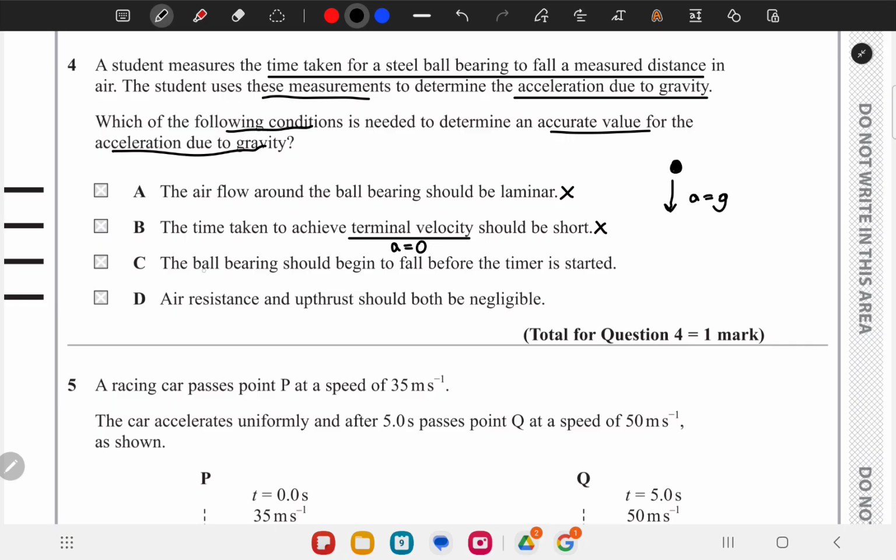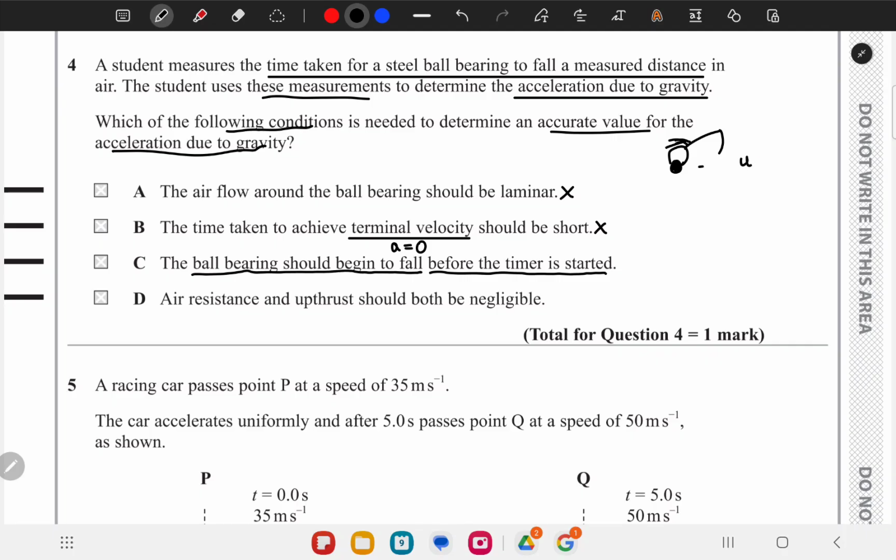Now the third point is worded confusingly. We're told that the ball bearing should begin to fall before the timer is started. So if I am holding this ball over here, and the moment I drop it, I start the timer. This is the usual way to do it.